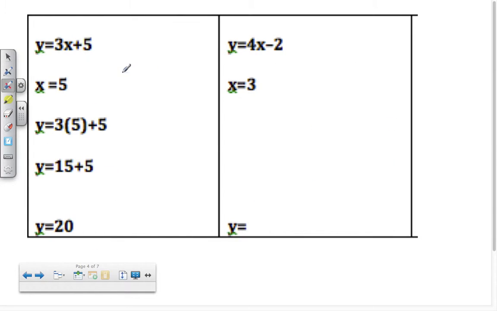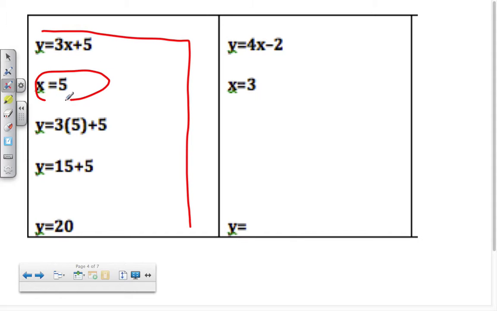Sometimes you'll have to substitute. This right here is an example of substituting. Look, you've got y equals 3x plus 5. Let's say that x equals 5. Okay, so you plug in the 5 for that x, and you get y equals 3 times 5 plus 5. Well, 3 times 5 is 15. And don't forget the plus 5 part. 15 plus 5 will equal 20.